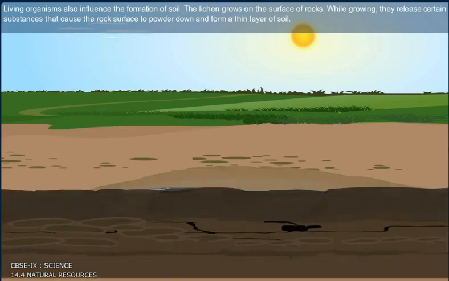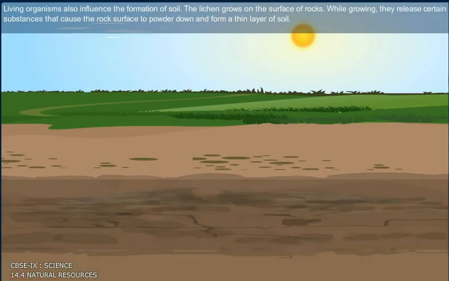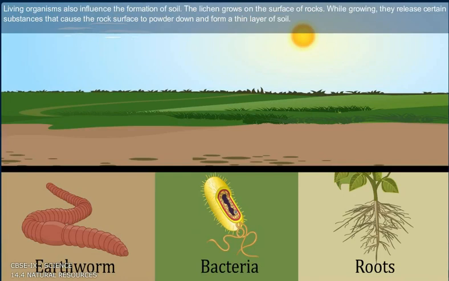Living organisms also influence the formation of soil. The lichen grows on the surface of rocks. While growing, they release certain substances that cause the rock surface to powder down and form a thin layer of soil.